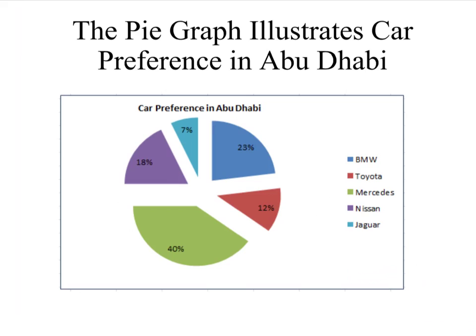The pie graph that I'm going to use first illustrates car preference in Abu Dhabi. Preference means the cars that people like to use. Preference is a noun. The verb is prefer.